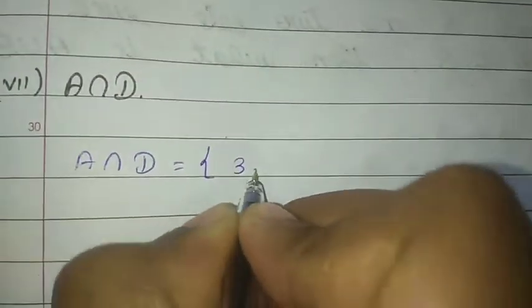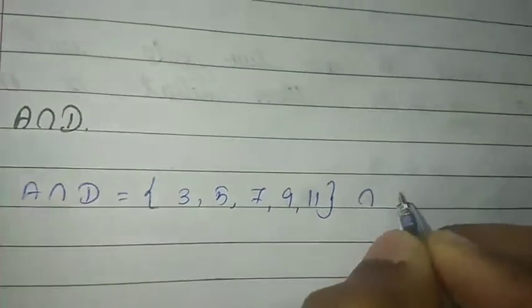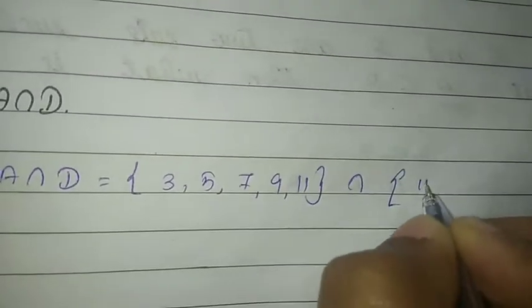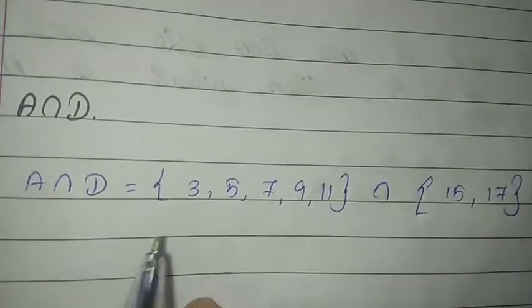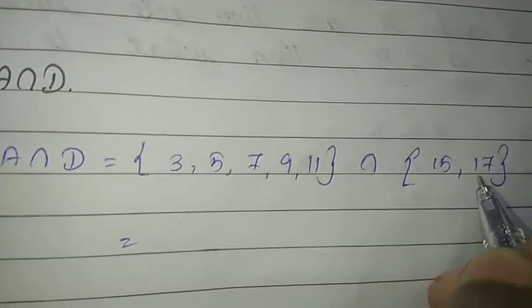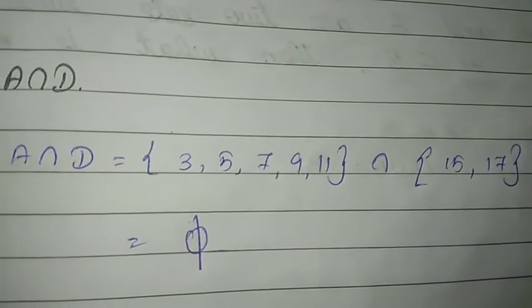Seventh subdivision, A intersection D. So A intersection D is equal to, what is my A? 3, 5, 7, 9, 11. Intersection D is equal to 15, 17. So what all is common here? We have to check. Okay. So what is common? Nothing. So therefore it is empty.